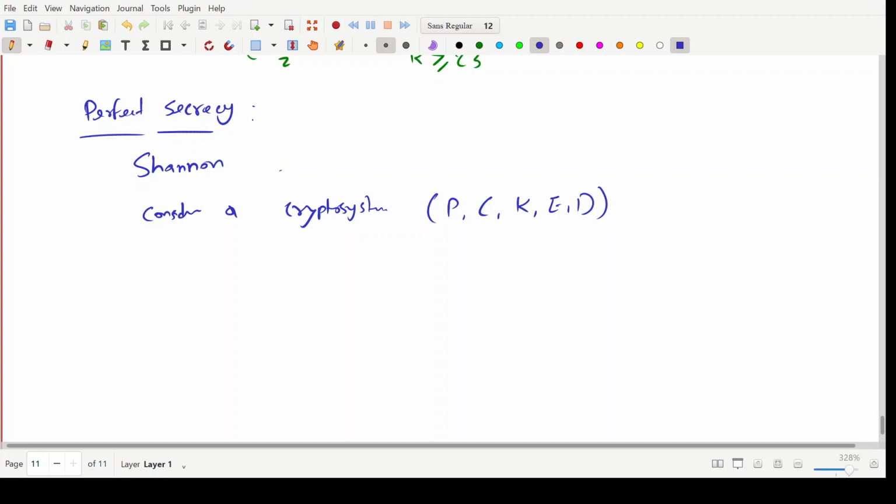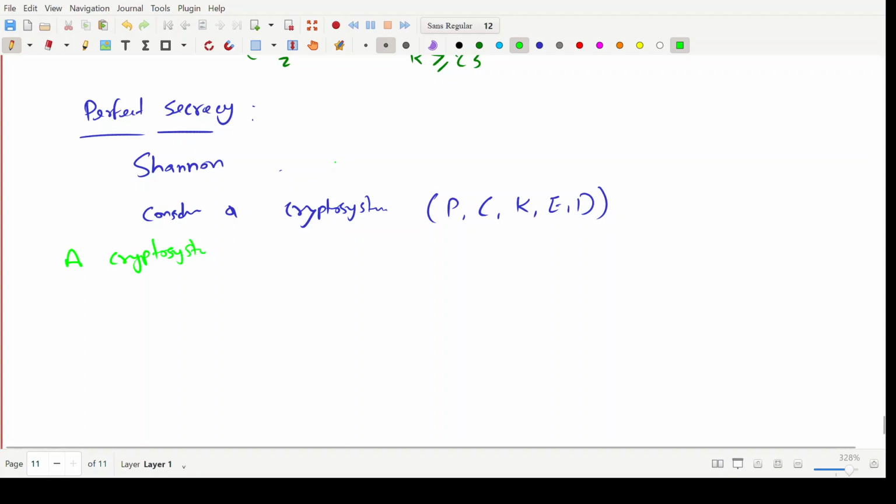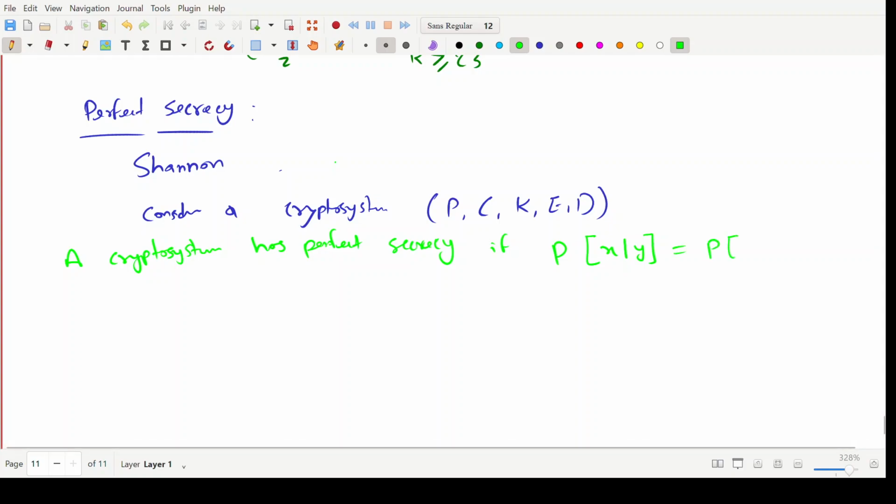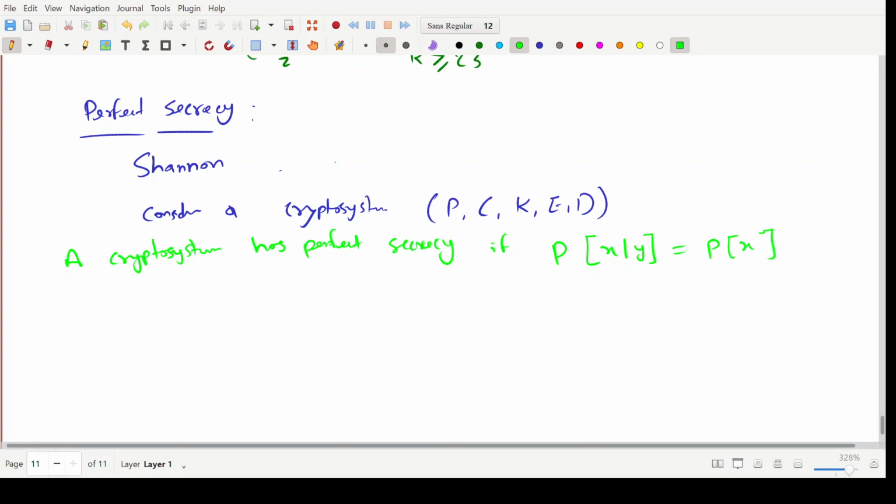The plaintext, key and ciphertext could be, suppose, English letters. I'll quickly go directly to the definition of perfect secrecy. A crypto system has perfect secrecy if the conditional probability of x given y is equal to the probability of x, for all x belonging to P and y belonging to C.